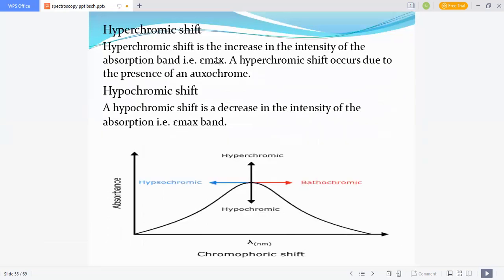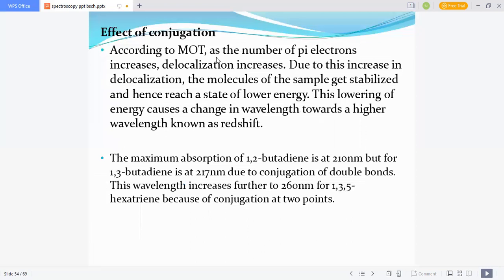Move to next slide. Hyperchromic shift. Hyperchromic shift is the increase in the intensity of the absorption band. The maximum hyperchromic shift occurs due to the presence of auxochromes. Hypochromic shift. A hypochromic shift is a decrease in the intensity of the absorption, epsilon max. Move to next slide.